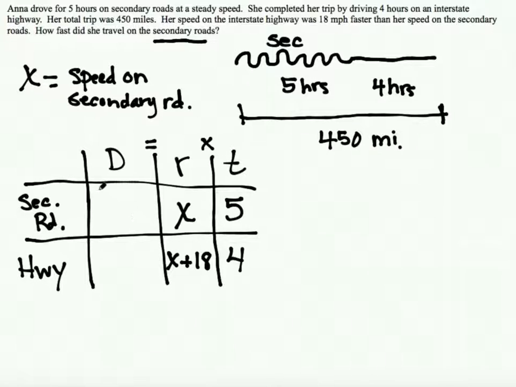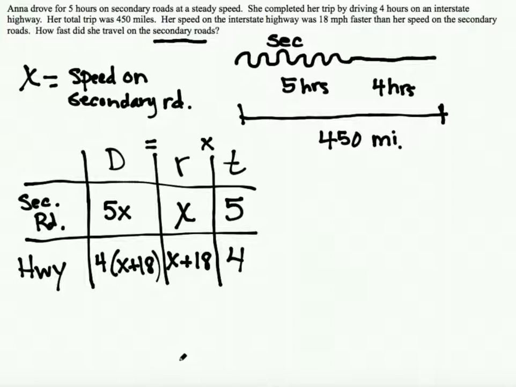All right, and you guys remember, to get the distance, we're going to multiply the rate and the time. Okay, so rate times time for the secondary road is going to give us 5x. All right, rate times time for the highway, I'm going to write it out, 4 times (x plus 18).